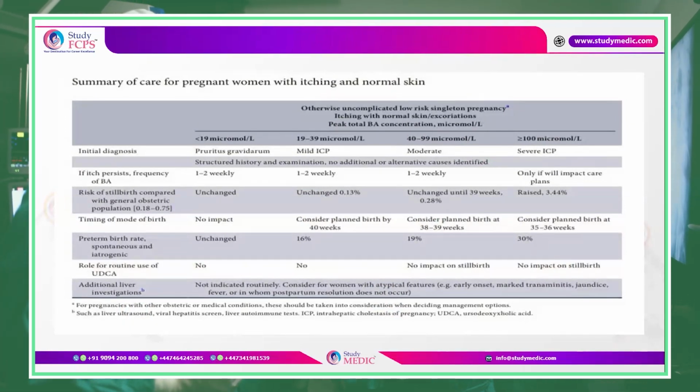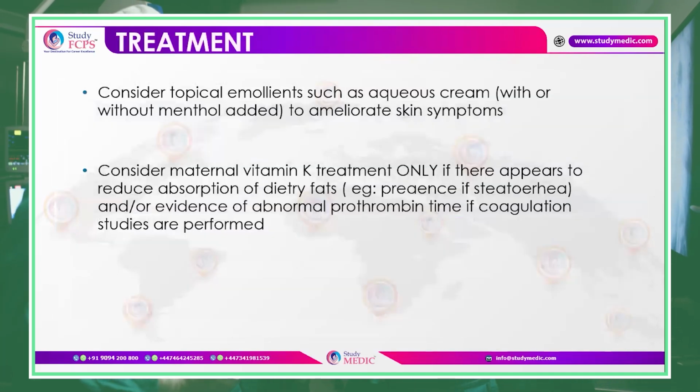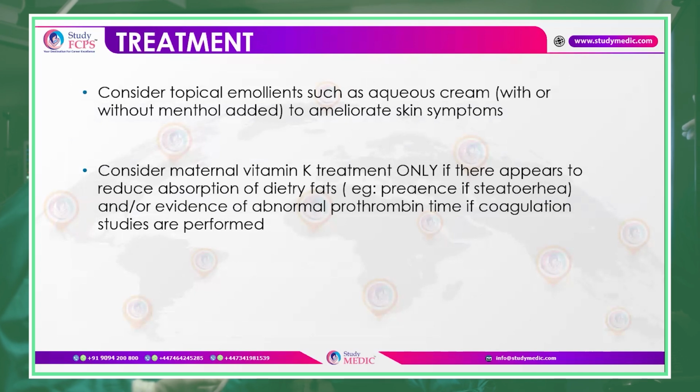The stillbirth rate is also given, which can be asked in the BCQs: in case of mild, it is 0.13%, unchanged. In moderate, it is 0.28%, and in severe, it is raised. So these percentages are to be kept in mind. Consider topical emollients such as aqueous cream with or without menthol to relieve the patient's skin symptoms. Consider maternal vitamin K treatment only if there appears to be reduced absorption of dietary fats.